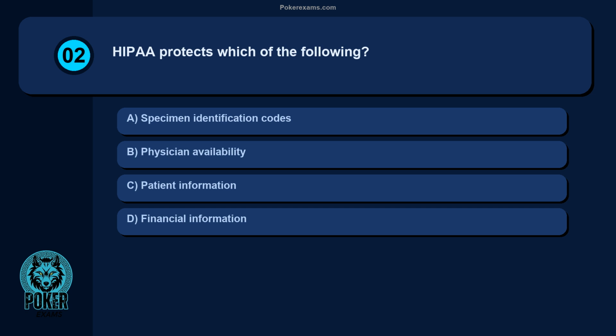Question 2. HIPAA protects which of the following? Specimen identification codes. Physician availability. Patient information. Financial information.